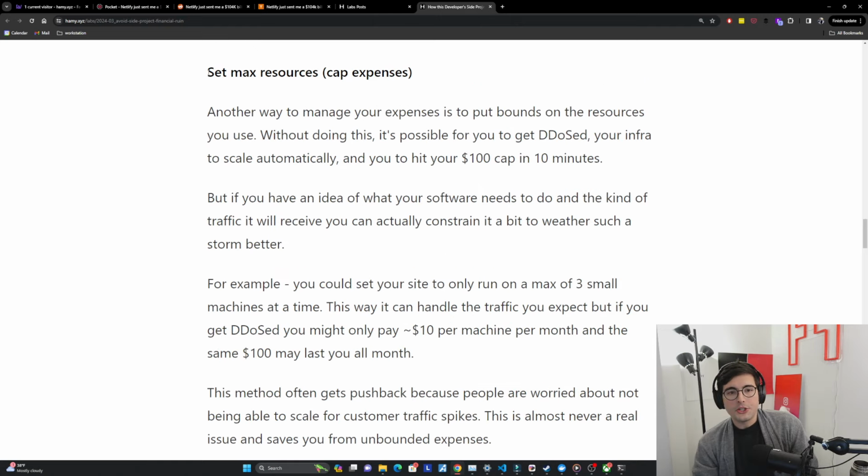The next thing we can do is set our max resources, which again is capping our expenses because it's capping the amount of usage we have at any one given time. Another way to manage your expenses is to put bounds on the resources you use. Without doing this, it's possible for you to get DDoSed, your infra to scale automatically, and you hit your $100 cap in 10 minutes. This is because these kinds of infinite scale things will literally scale infinitely. Let's say it's a dollar per machine per minute, which is high, but let's just pretend. And I have my $100 cap. If you send me infinite amounts of traffic, my thing will scale infinitely.